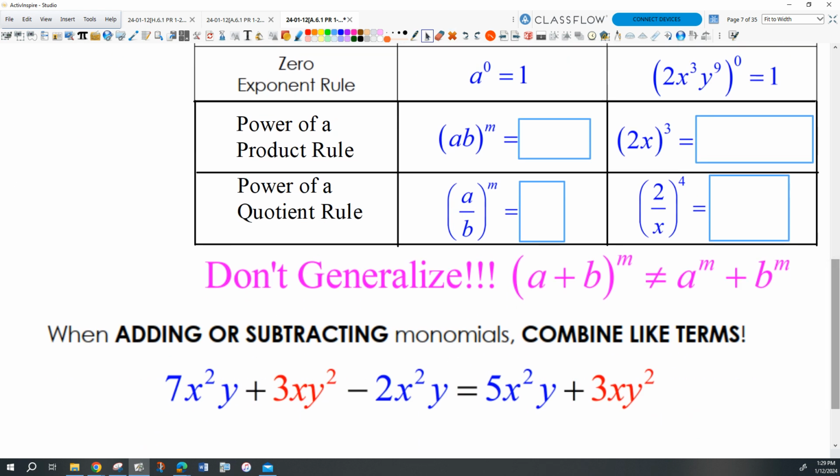Okay, and then our power of a product rule. The quantity a times b to the m is a to the m... is it plus? No. Times. Yeah, times. We just distribute the exponent to both factors in that product. So it's a to the m times b to the m. And then I can do the same thing for division, right? The quantity a divided by b to the m is a to the m over b to the m.